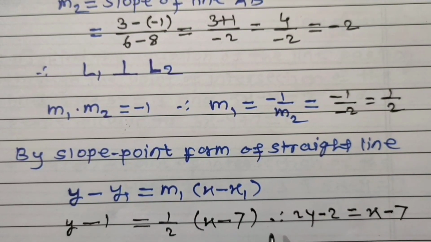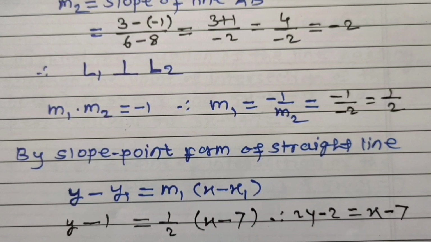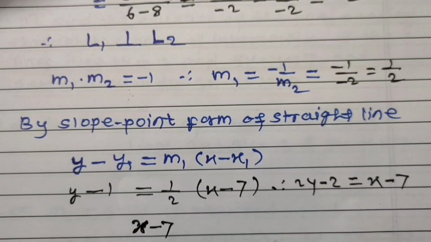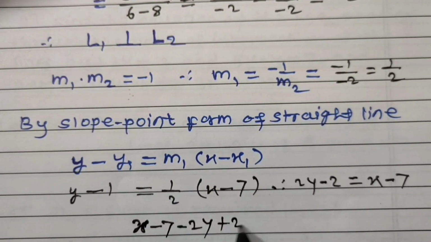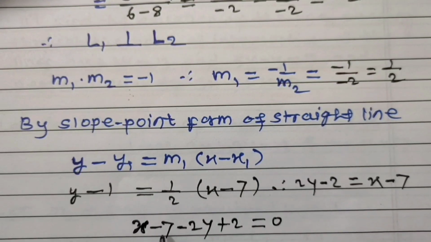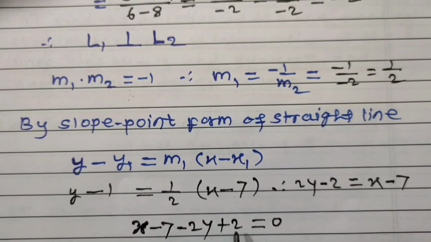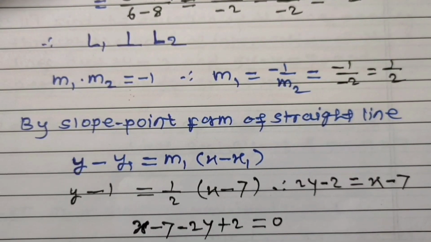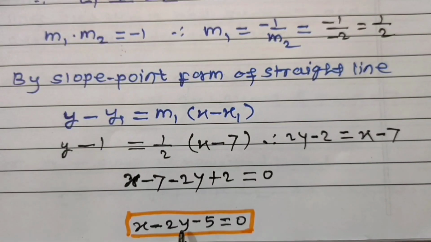Okay. Take all terms on one side. That gives x minus 7 minus 2y plus 2 is equal to 0. Minus 7 plus 2, minus 5. So, after simplification, required answer is x minus 2y minus 5 is equal to 0.